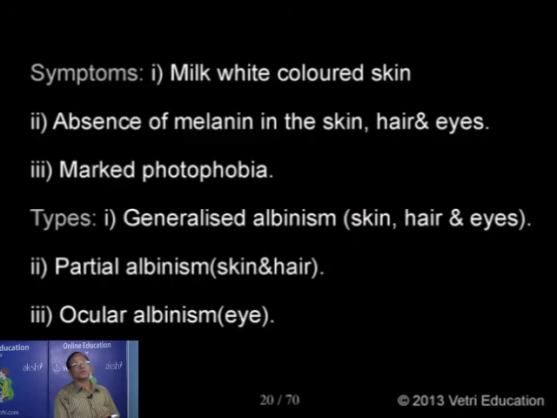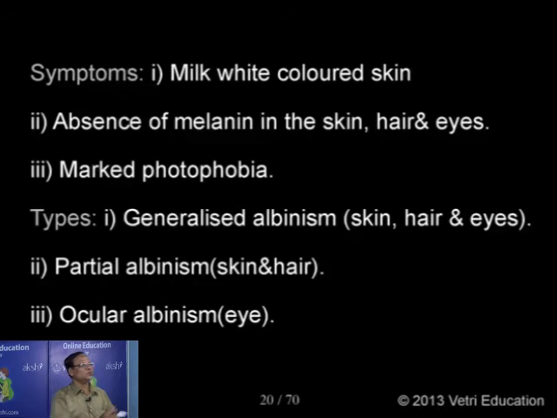Now what are the symptoms? I mentioned there is a lack of pigmentation. So we have milk white colored skin. And like other people, I'll show the figure also. And absence of melanin in three places mainly. That is we have in the skin, in the hair and also eyes. And also in the adrenal gland, in the adrenal medulla.